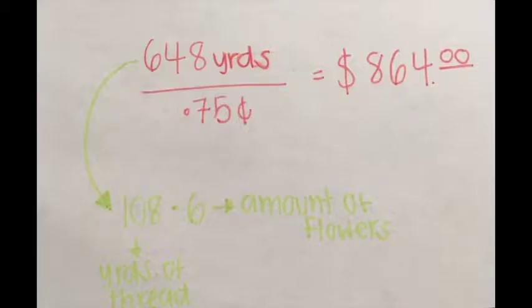In order to find the total cost of the thread, you would need to multiply the yards of thread by the amount of flowers, so 108 times 6. You would then divide the product by 0.75, and the quotient would be the cost.